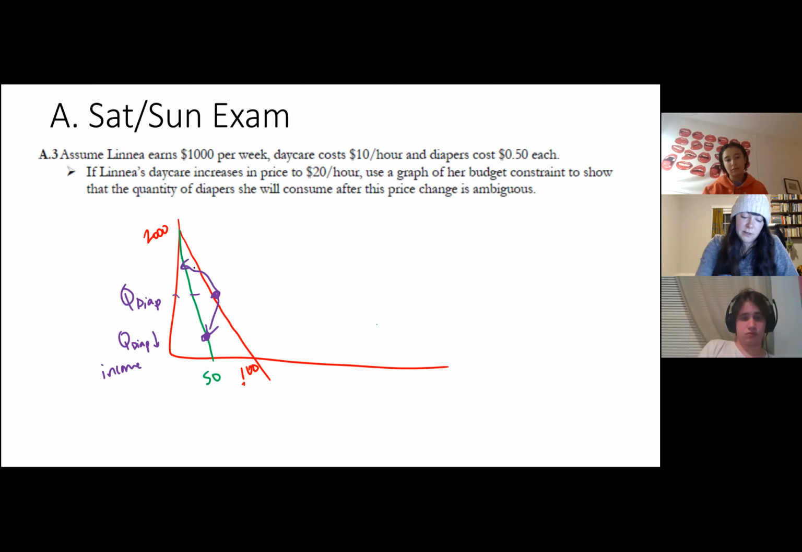If the substitution effect dominates and she's going to buy more diapers because daycare is expensive, it would be like moving there. So in order to use the graph of the budget constraint to show, you just had to show where she started and that we don't know where she'll end up, right? That after her budget constraint rotates, she could be at one of those 2 points, or she could have the same exact amount of diapers and just have a lot less daycare because diapers are such a necessity.